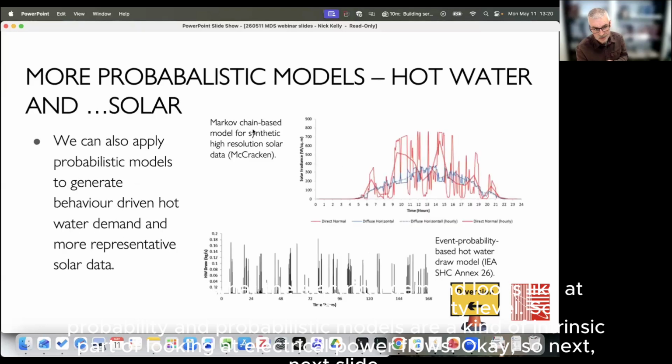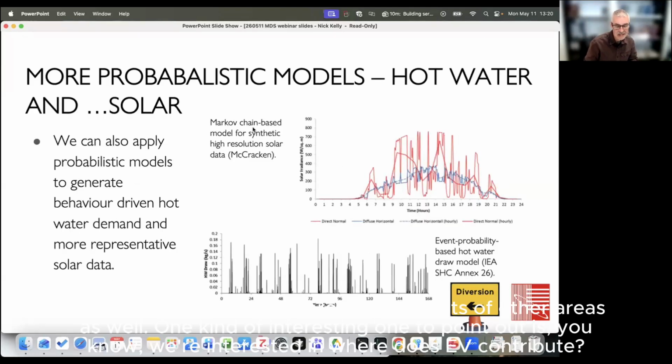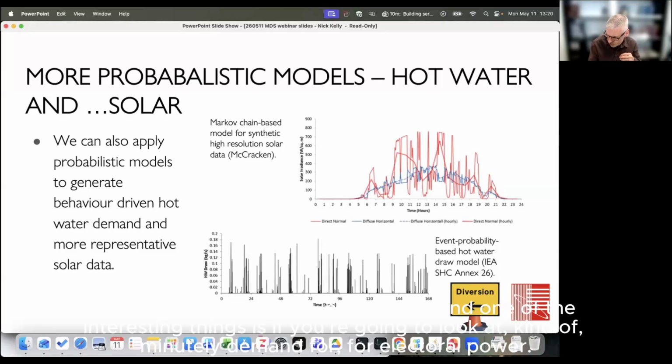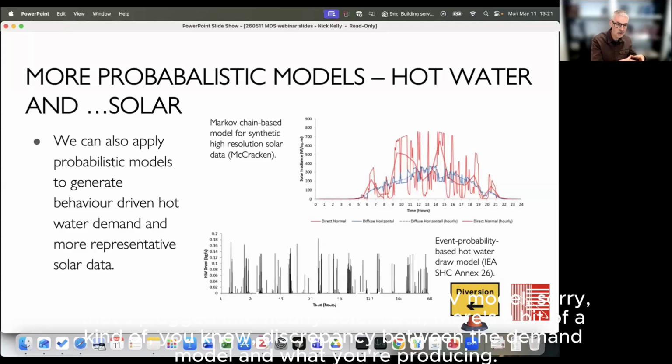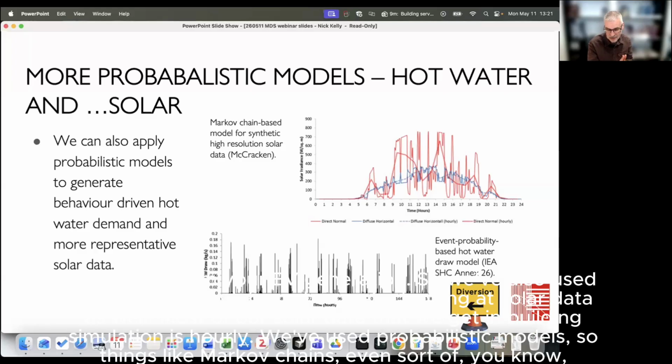Okay, next slide. We can apply probability in lots of other areas as well. One interesting one to point out is what the PV contributes to our model in this case. If you're going to look at minutely demand for electrical power, and you've got a PV model plugged into hourly solar data, there's a bit of a discrepancy between the demand model and what you're producing from your PV generation. So we've also used probabilistic modeling when looking at solar data. Most of the solar data that we get in building simulation is hourly.